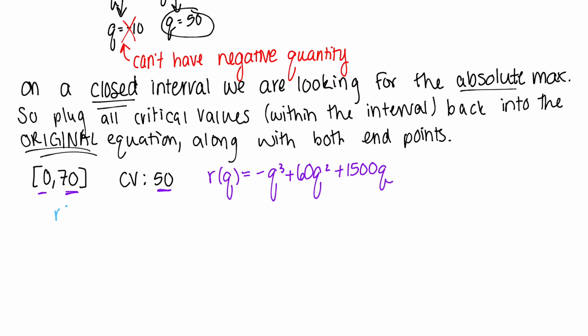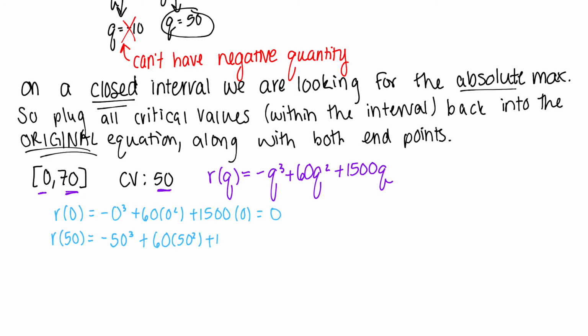Let's use blue. So if we do R of 0, plugging 0 in, negative 0 cubed plus 60 times 0 squared plus 1500 times 0. If you make 0 chairs, you make $0. Excellent. If we plug in 50, we get negative 50 cubed plus 60 times 50 squared plus 1500 times 50. And if I'm correct, this should give you 100,000, but maybe I'll just double check it.